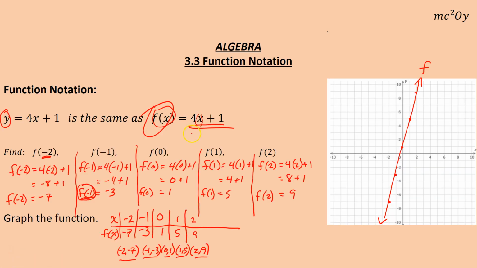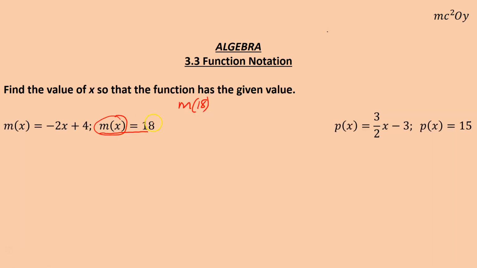Notice back here we always had f of something. We had a number inside the parentheses, and that meant that we needed to put that in for x. Well, now the number's on the outside. It's saying m of x equals 18. So wherever you see m of x in your function over here, you're going to put in 18. Notice the semicolon means that these are separated. Here's your actual function, here's what they want you to do to that function.